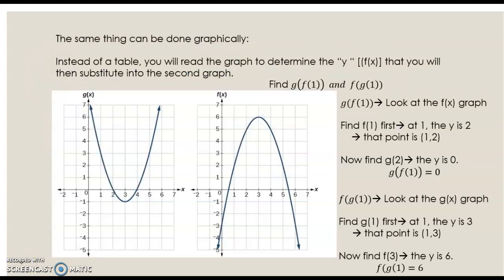Can also be done graphically. Instead of a table, you've got a graph there. And they want you to find g of f of 1 and f of g of 1. So if we're looking for this first, here's f of x. There's your f. We want f of 1. Well, f of 1 is 2. So I take that 2 over here to g, and it is 0.